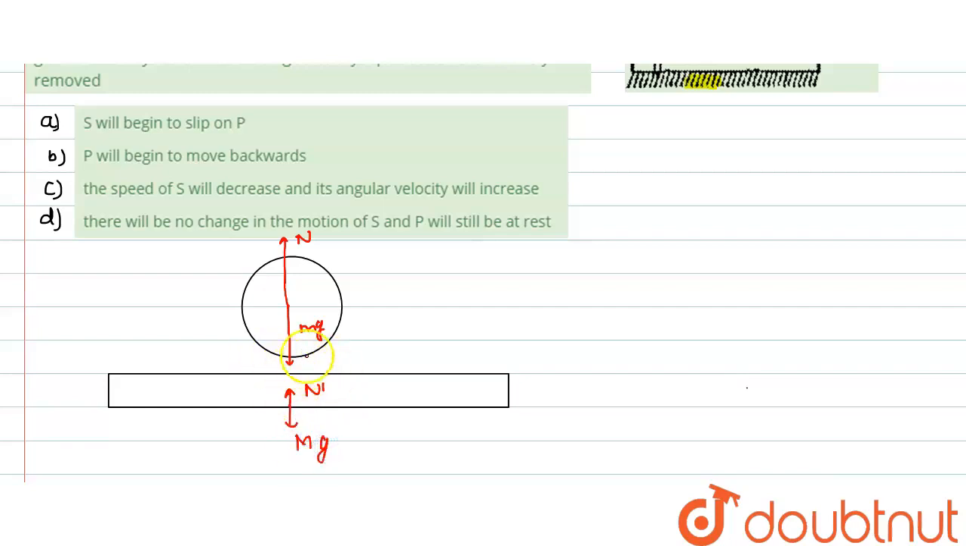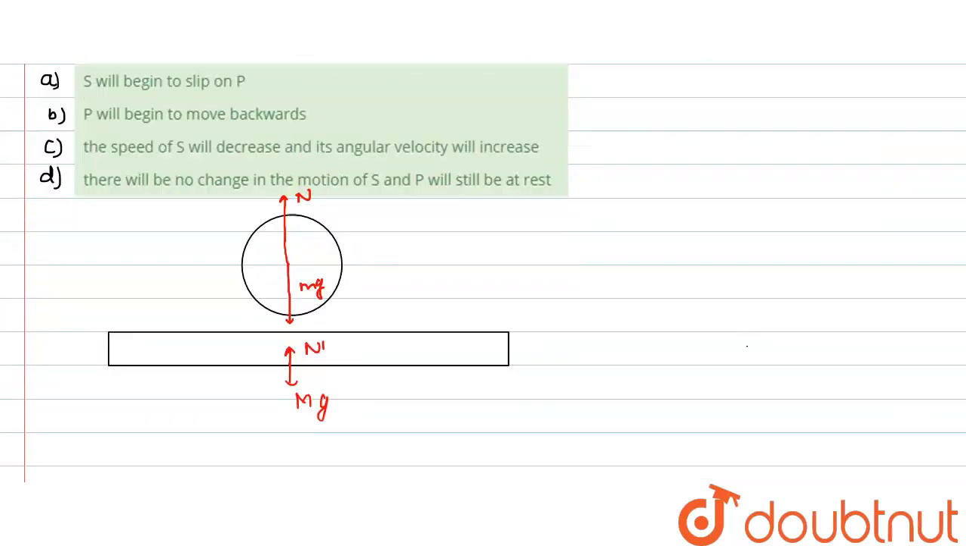Now in the horizontal direction we need to check. For example, let's say this is moving in the forward direction with a velocity r omega, so there can be a frictional force in the backward or the forward direction. Let's just assume that friction is acting in the forward direction, so on this surface it would be acting in the backward direction. Whether the friction force would be acting or not, we need to check this.